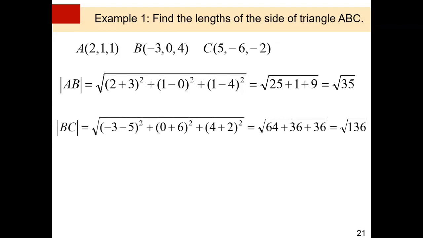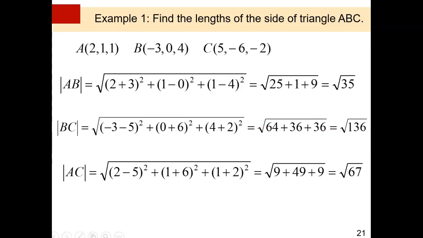The length of BC, again, putting it into our formula, we're subtracting B minus C here in our points. We're plugging in, we get radical 136, and the length of AC is equal to radical 67. Here are my 3 lengths of the sides of the triangle formed by these 3 points in 3 space.